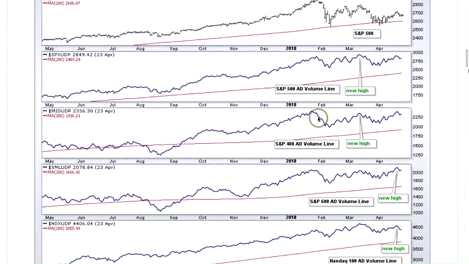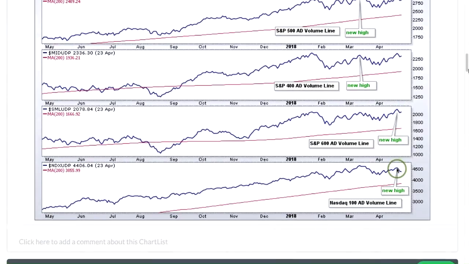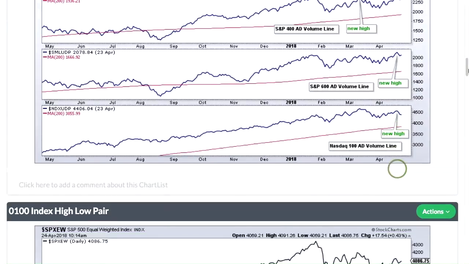So looking at mid caps, didn't hit a new high either. Small caps hit a new high. So we're getting more participation in small caps. And the NASDAQ AD volume line did not hit a new high. So we're seeing some relative weakness in large caps.